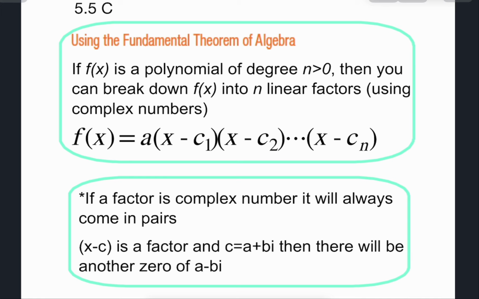So an example of that, if we have x plus the square root of 5, we have x minus the square root of 5. Those are conjugates. If we have x plus 3i, we will have x minus 3i. So square roots come in pairs, complex numbers come in pairs. Nothing else is guaranteed to come in pairs, but those things will always come in pairs.